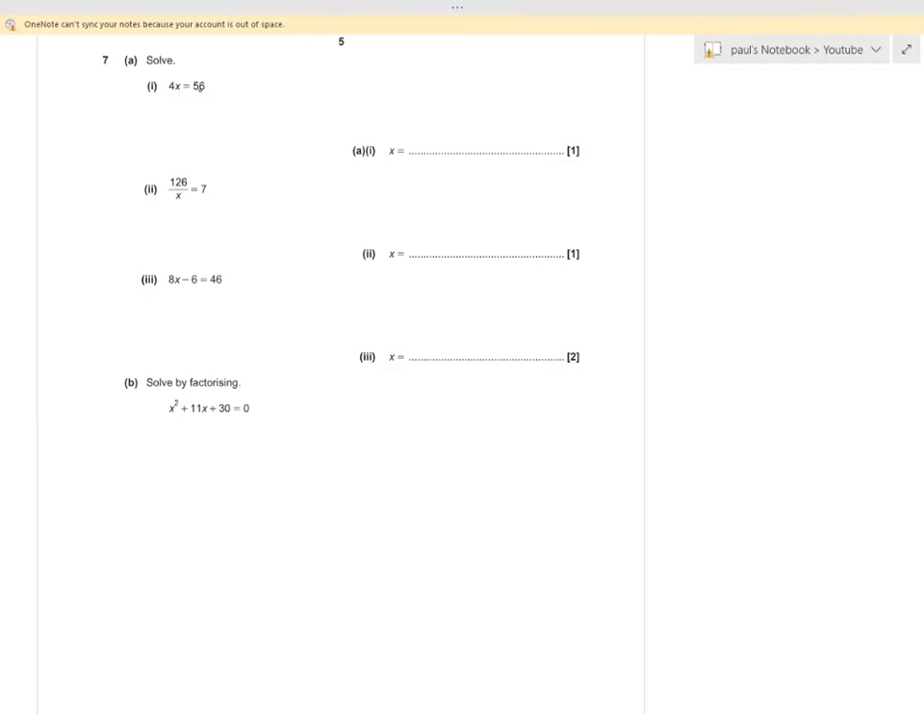Right, 4x equals 56, so x equals 56 divided by 4. And don't worry about that, you can use your calculator, 56 divided by 4. I'm doing that just to save a bit of brain work. 126 divided by x equals 7. So we've got this little triangle, so we can swap round. So 126 divided by 7 equals x. So 126 divided by 7 is 18.